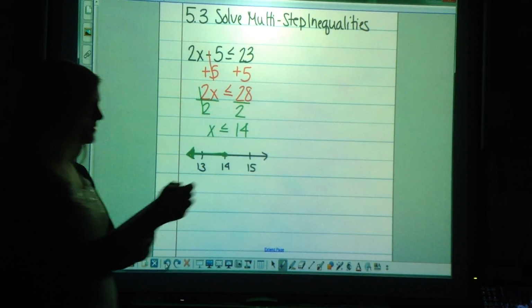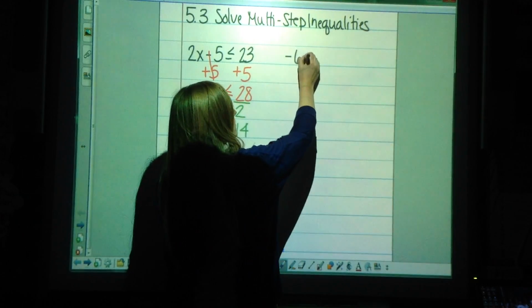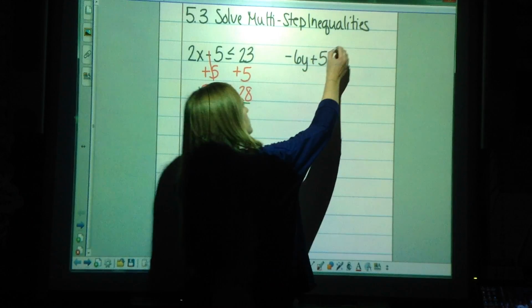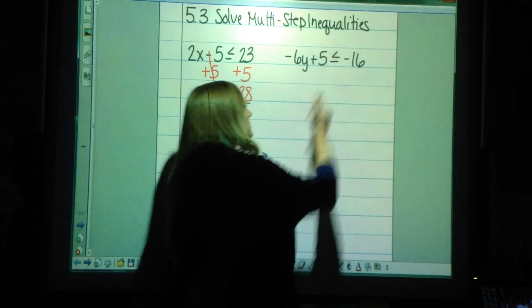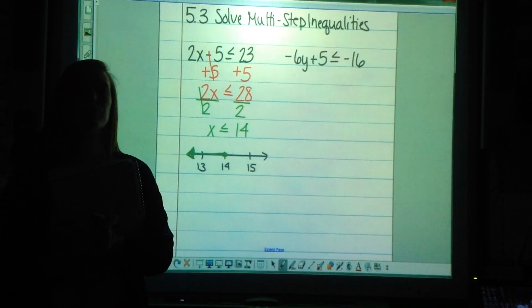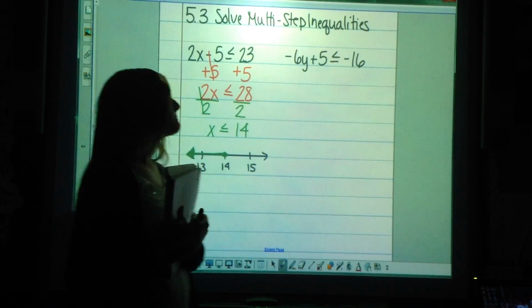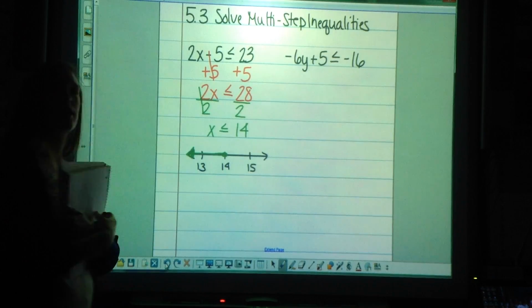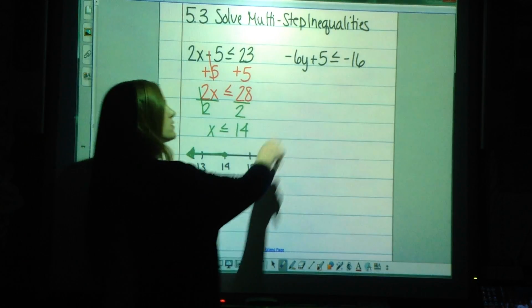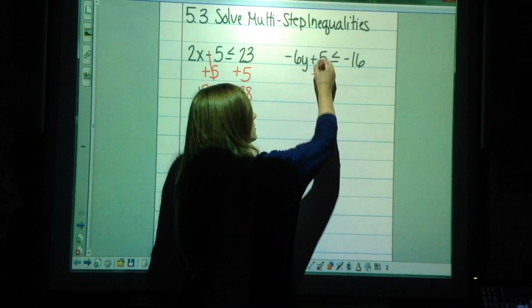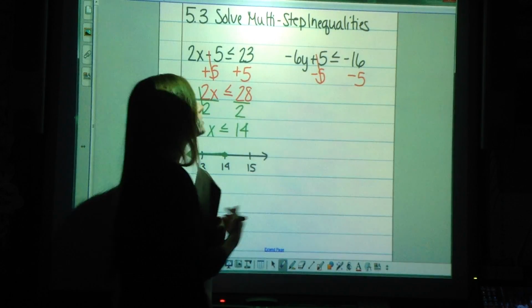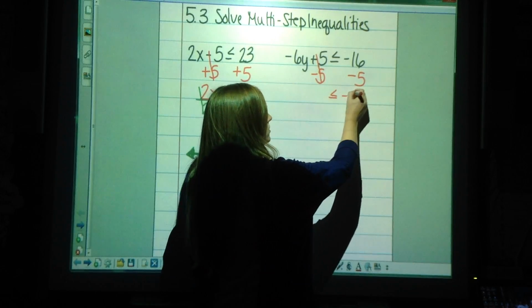All right, negative 6y plus 5 is less than or equal to negative 16. Go ahead, push pause and try that now. When solving multi-step inequalities, you want to bring the non-variable over first, so I'm going to bring the 5 over. Over here, it's same sign sum, they both are negative, so we're going to add those two.